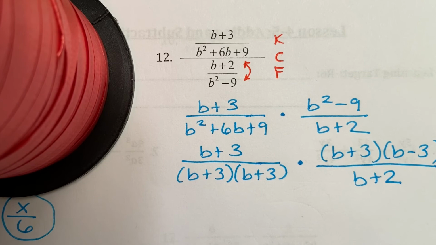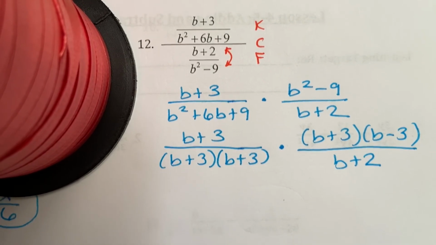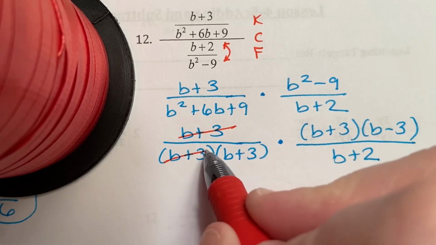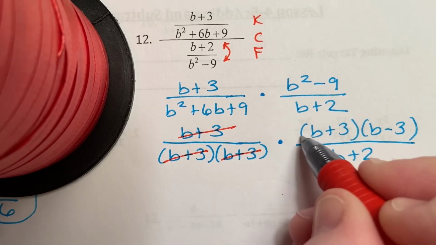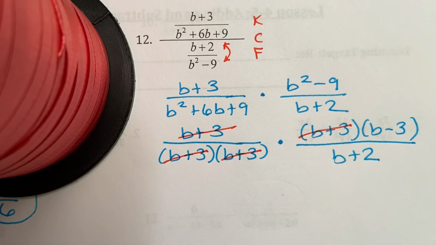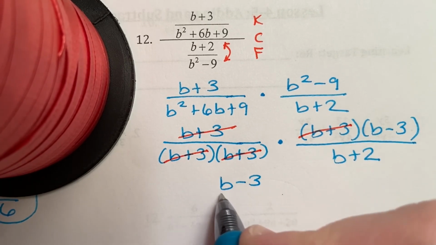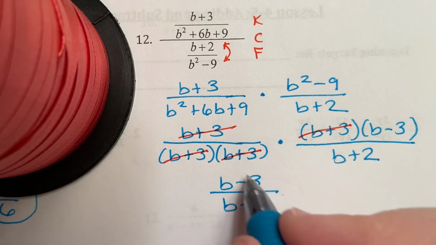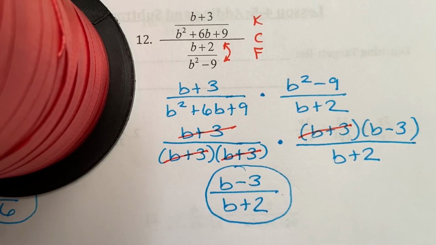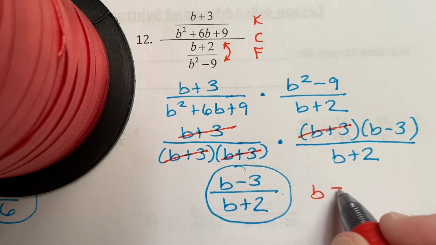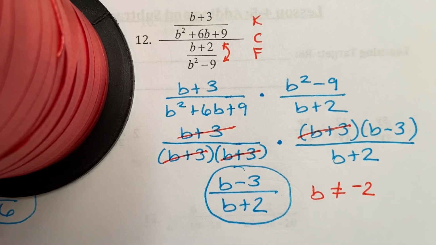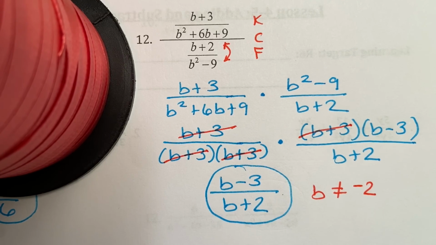And so now I'm ready to cancel anything out that will cancel. So b plus 3 cancels here. B plus 3 cancels here, which leaves me with b minus 3 over b plus 2. So that is my simplified answer. My extraneous solution would be negative 2, because that would make my denominator 0. So that would be what b is not able to be.